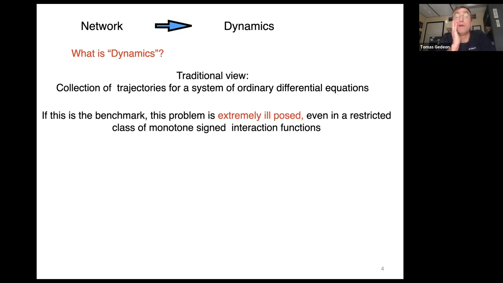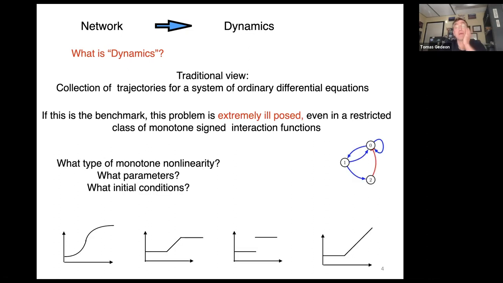answer that question, even if I restrict myself to a class of models where the influence from one node to another is monotone. So these are monotone signed interaction functions. It is still a big problem because we don't know what the nonlinearities are. We don't have any first-principles understanding of how one gene affects the other. So we can use all these nonlinearities which are listed on the bottom, and I'll talk about the third one a little bit.